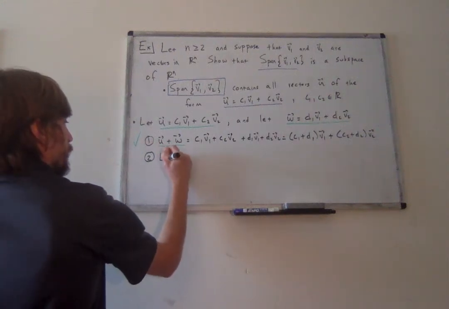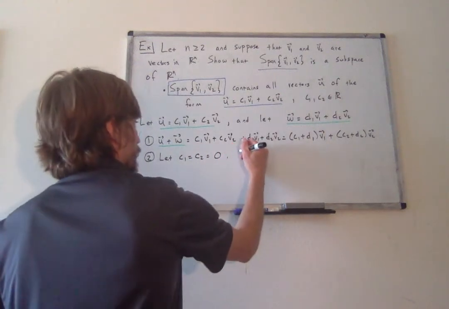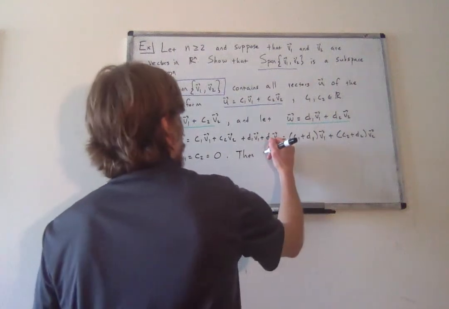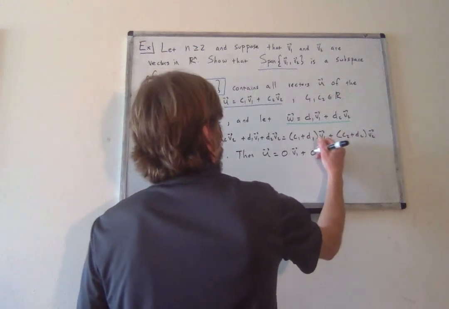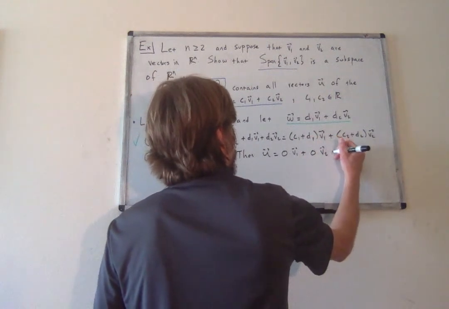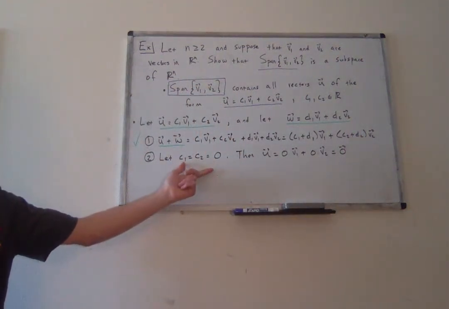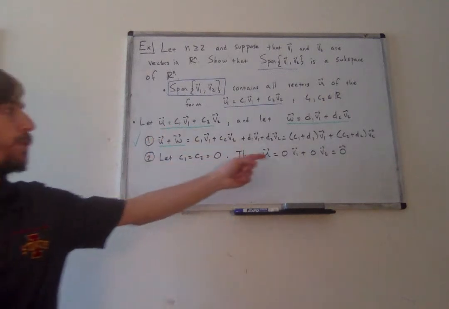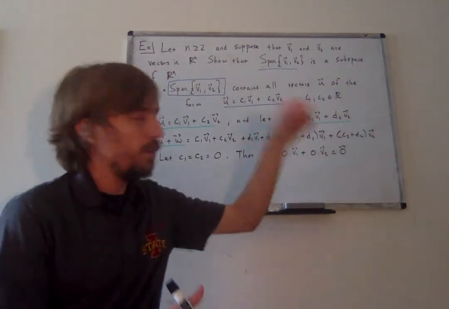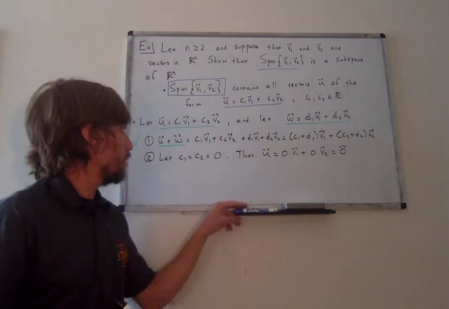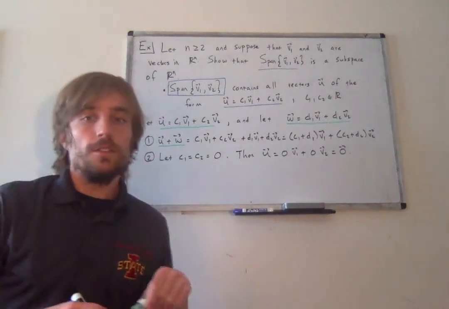For number 2, we need to show that the 0 vector is contained in this space. But remember, I can let C1 and C2 be any constants I want, so I'll just let them both be 0. Then notice 0 times v1 plus 0 times v2, which is a linear combination of v1 and v2, is equal to the 0 vector. And so the 0 vector is also contained in the span of v1, v2.